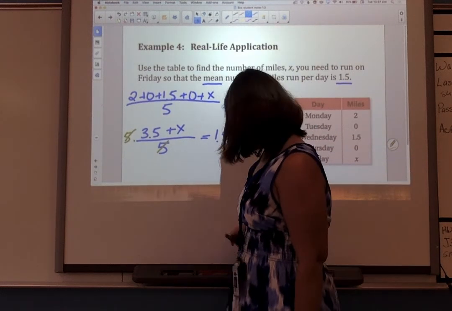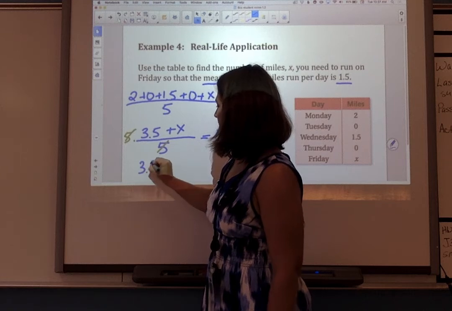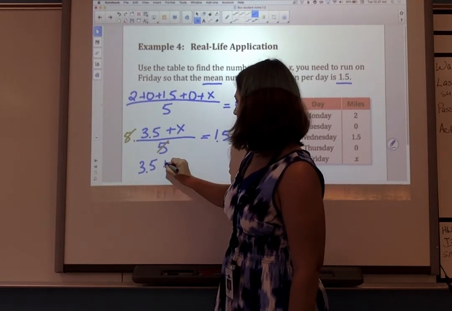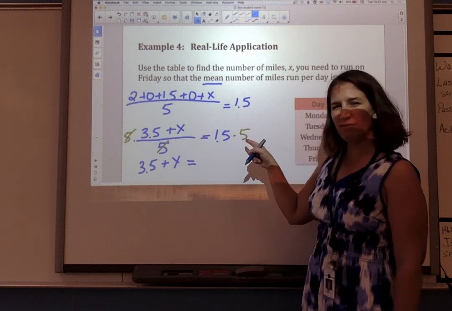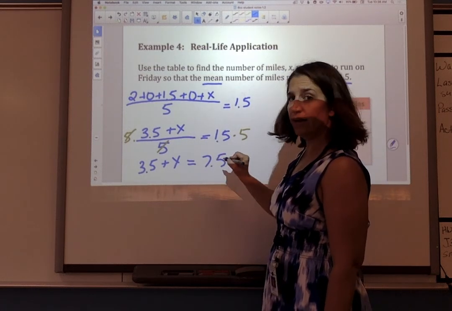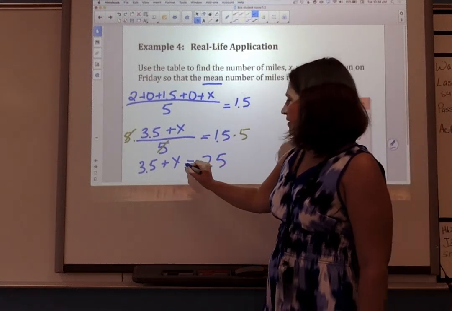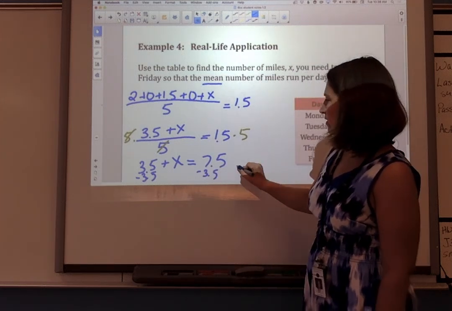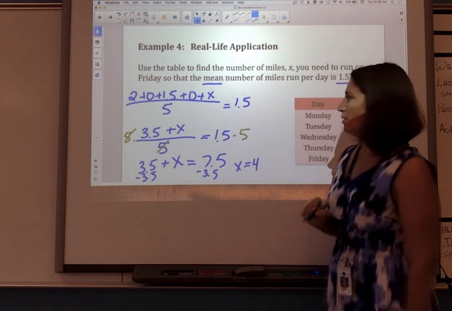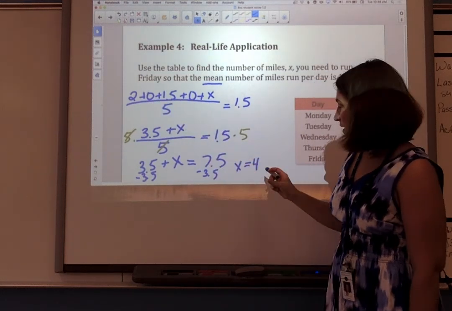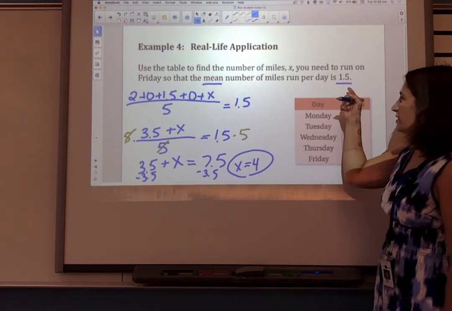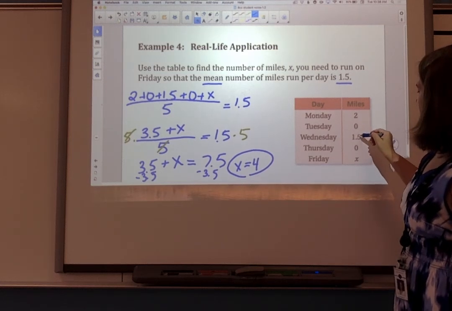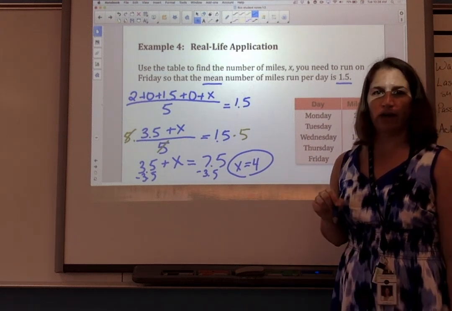So now we're left with 3.5, oops, not x, 3.5 plus x equals 1.5 times 5 would be 7.5. And now to isolate the x, we need to subtract 3.5 from both sides, and we're left with that x is 4. So we took a couple of days off from running, so on Friday we need to run 4 miles in order to get to this average of 1.5 miles per day, which seems about right. Because these two are right about on the average, and then we took a few days off, so we're going to need to run some extra on Friday.